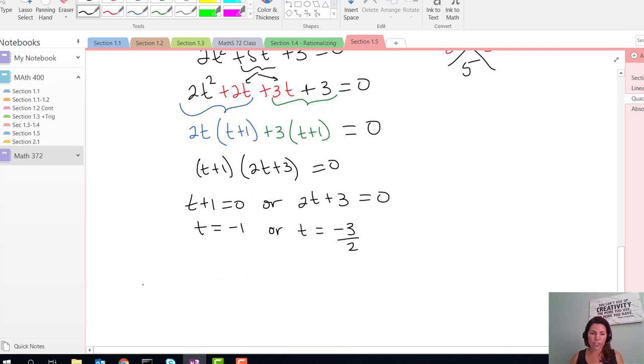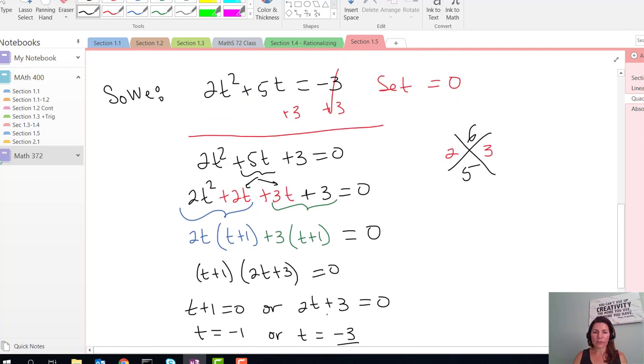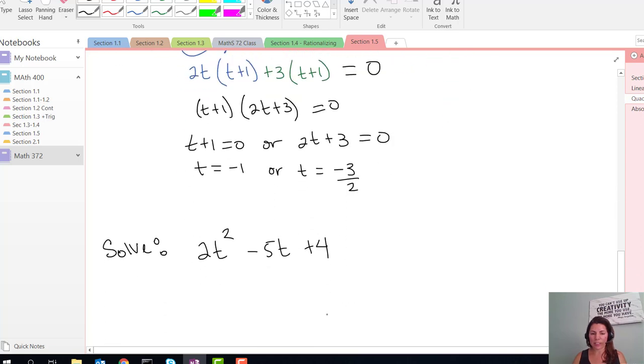And so let's try another example. Say I want to solve, I'm going to change it just slightly. What if I have 2t squared minus 5t plus 4? So instead of being plus 3, it is now plus 4 equals 0.